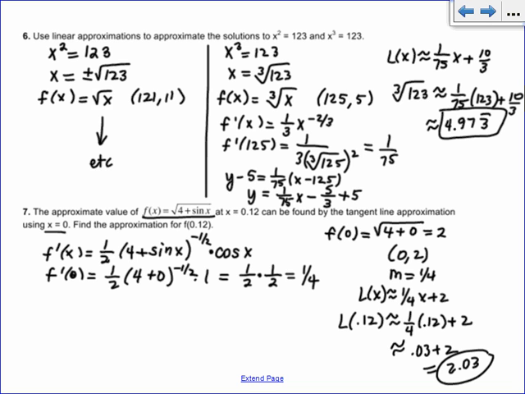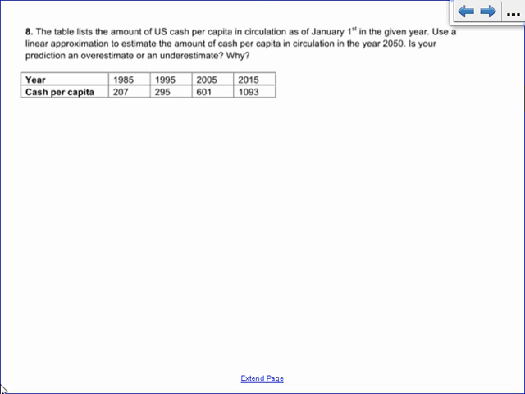All right, last couple questions. Oh, is this the very last one? Yeah, it is. All right, so number 8 says the table lists the amount of U.S. cash per capita in circulation as of January 1st in the given year. Use a linear approximation to estimate the amount of cash per capita in circulation in the year 2050. Is this an overestimate or an underestimate? Why? Okay, so this one's kind of weird. It's not going to give us a close approximation.